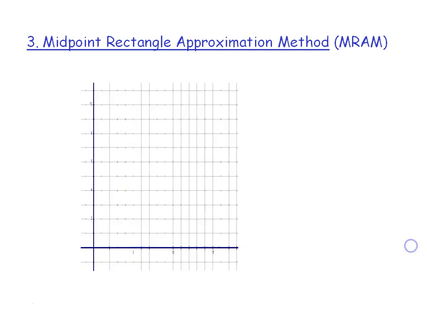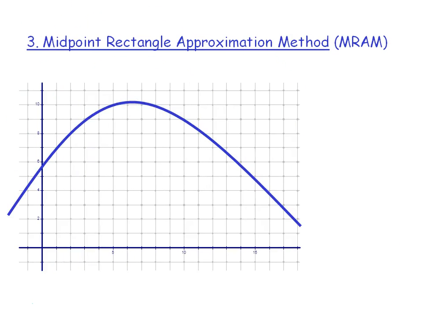Now, the third type of Riemann sum is what we call a midpoint rectangular approximation method, or an MRAM. Let me bring the curve back up here. Now, in an MRAM, this time the midpoint of the rectangle is going to touch your curve. So the base of the rectangle is still 2.